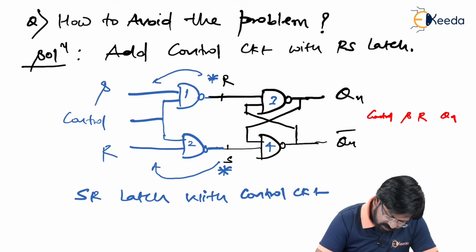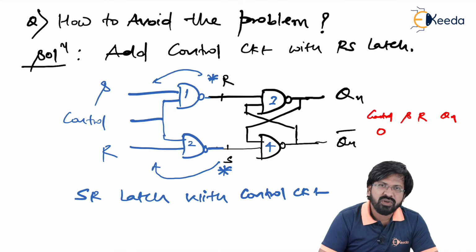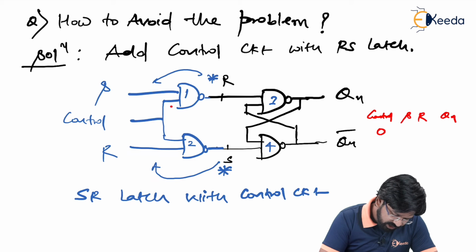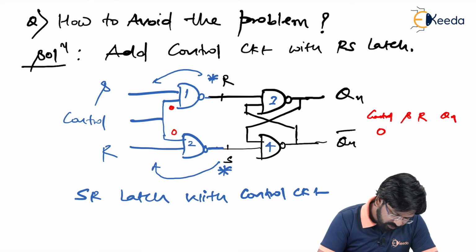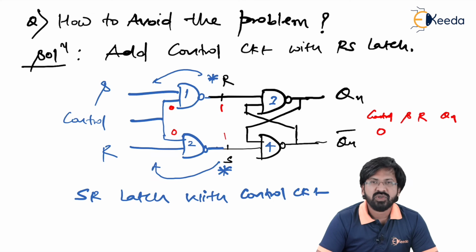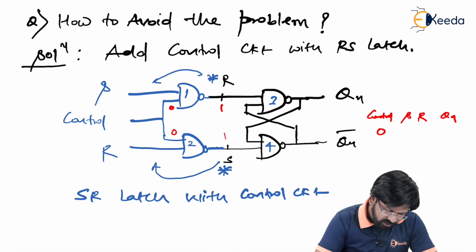For example, let me keep control equal to 0. So the moment control equal to 0, one of the inputs of both the NAND gates is equal to 0. So tell me, when one of the inputs of a NAND gate is fixed to 0, what is going to happen? Of course, output will be 1, 1. And I am sure you remember, when R equal to 1, S equal to 1, it is called the no change condition, right? Therefore, what will happen?